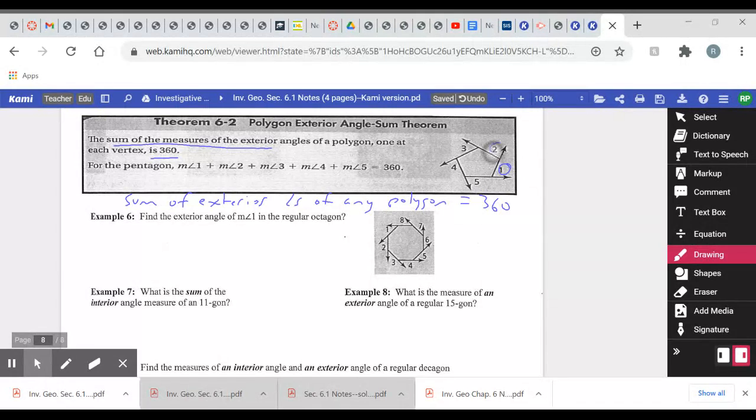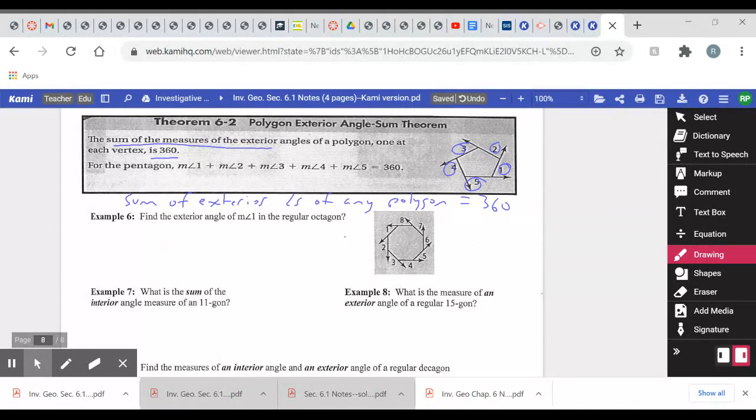So we're saying that all of these angles on the outside of the figure are always going to add up to 360 no matter how many there are. It just means the more sides the figure has, the more exterior angles it has, and so the exterior angles get smaller and smaller the more sides there are.